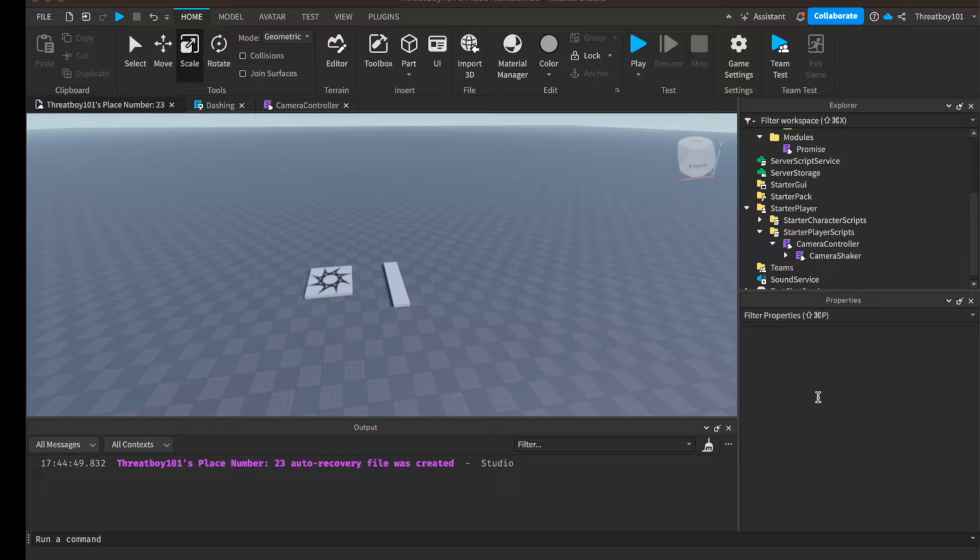It's been a while, but I am back with another scripting tutorial for you guys. This time, talking about how to create a dash system. In the previous tutorials, we went over how to create a sliding system. So if you haven't checked that out, I definitely would. But yeah, let's get right into it.